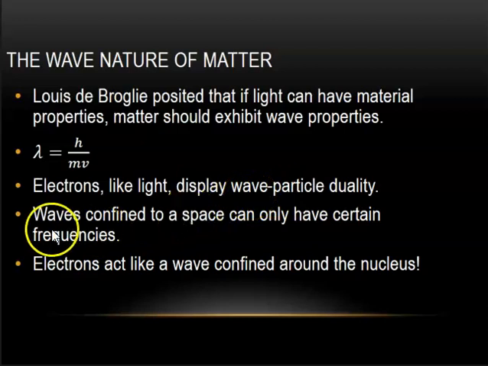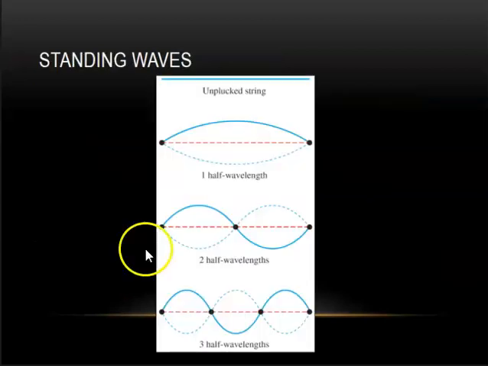It's nutty. Now, waves confined to a certain space can only have certain frequencies. They're called standing waves, kind of like on a guitar string, which I'm going to show you in the next slide. The electrons act like a standing wave confined around the nucleus. So let me just tell you what a standing wave is really quick.